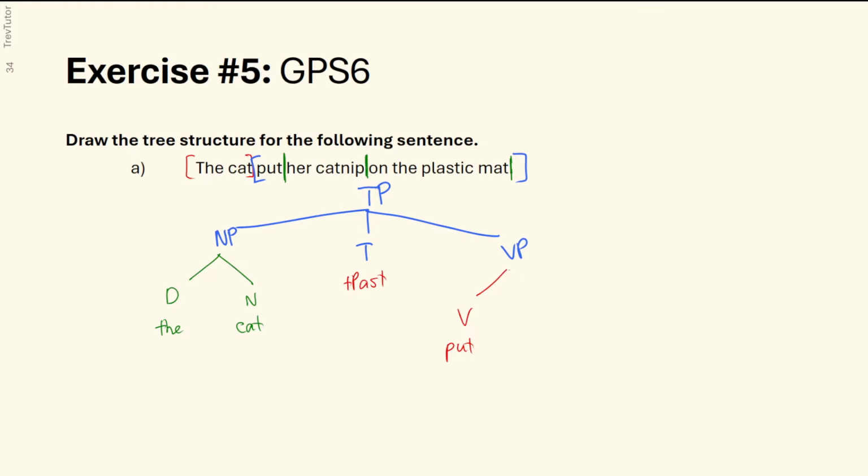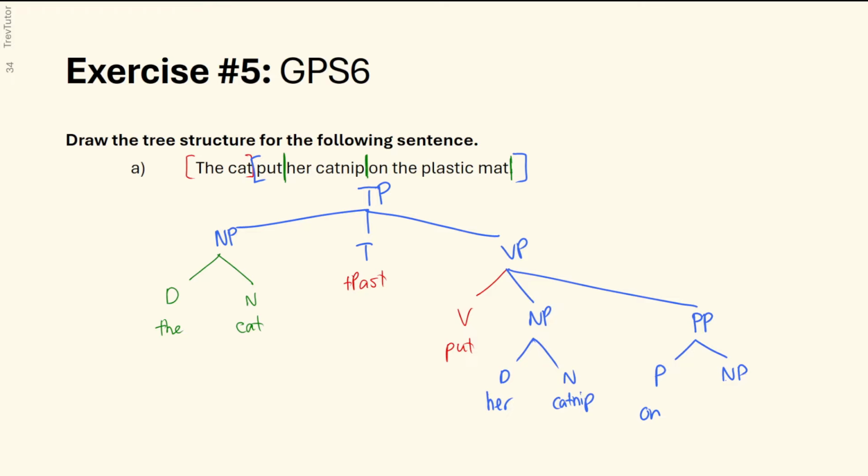But then we also have her catnip, which is a noun phrase, which consists of a determiner and noun, which would be her and catnip. And then where is it going? It's going on the plastic mat. So on the plastic mat starts with a preposition. So this will be a prepositional phrase headed by on. And then that needs to introduce a noun phrase.